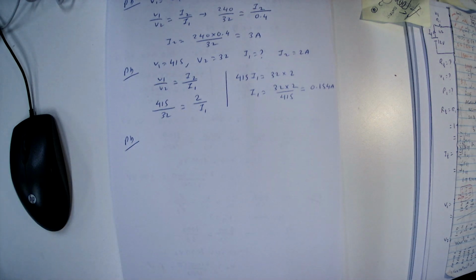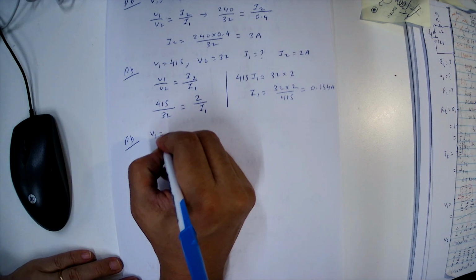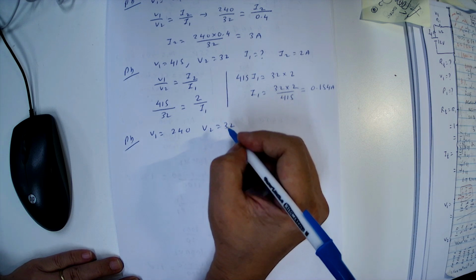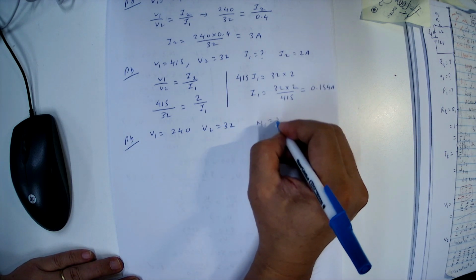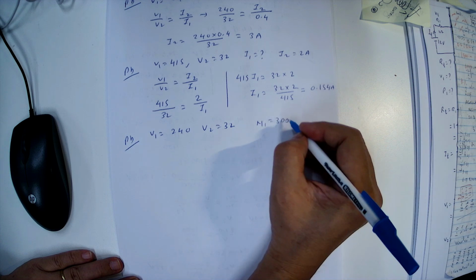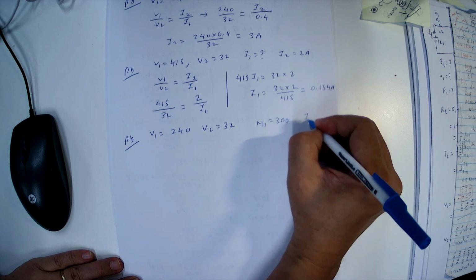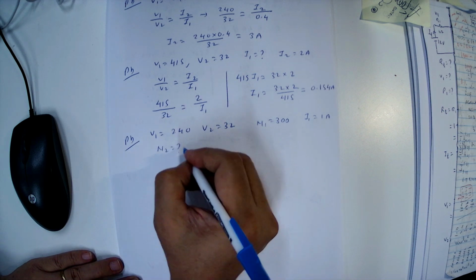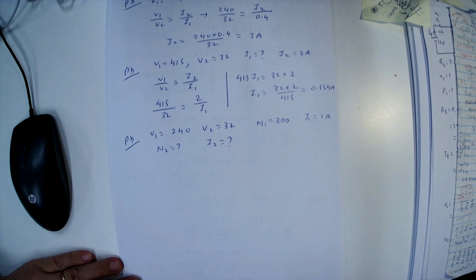Another problem. A single phase 240/32 volt transformer has 300 primary turns and takes a primary current of 1 ampere. So we have to calculate the secondary turns as well as the secondary current. So the transformer voltage V1 equal to 240, V2 is 32. Primary turns N1 equal to 300. Primary current I1 is 1 ampere. We need to calculate the secondary turns as well as the secondary current.